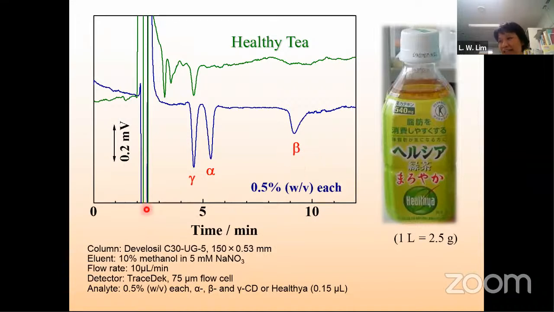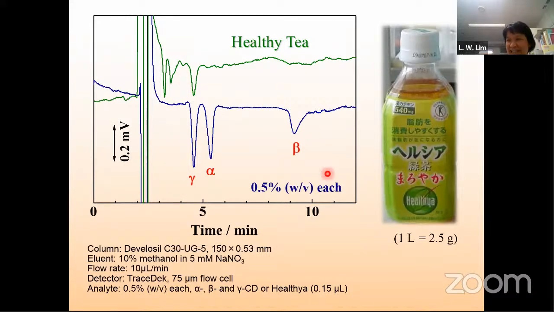So when I tested with a reverse phase column using indirect detection, this is the healthier tea. The peak with the same retention time is the compound peak. So this means that in this tea, there is no beta cyclodextrin. There is only gamma cyclodextrin, so this tea is safe.